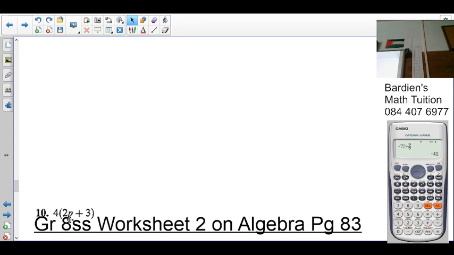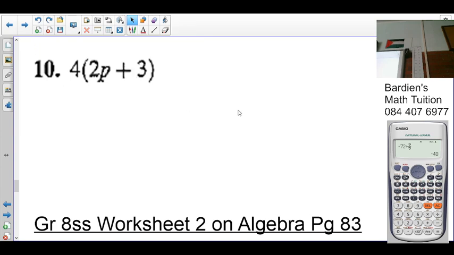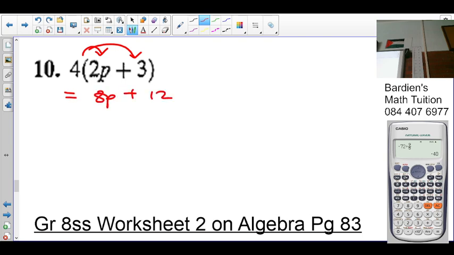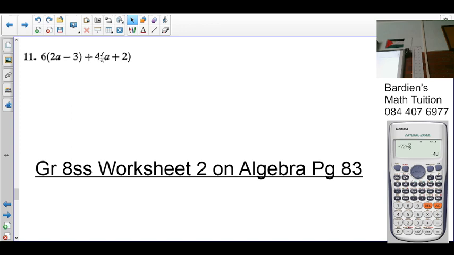Let's look at number 10. Are these like terms inside the brackets? No. So here I have to multiply it. Okay? You all agree with that? Let's multiply. 4 times 2p is 8p. 4 times 3. Can we add them? Why not? Number 11.